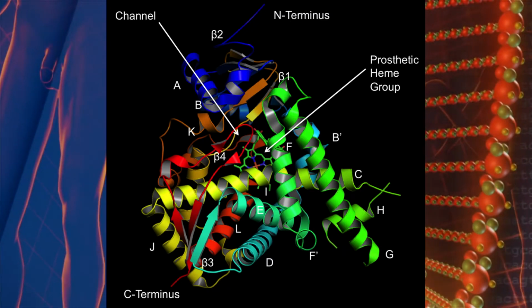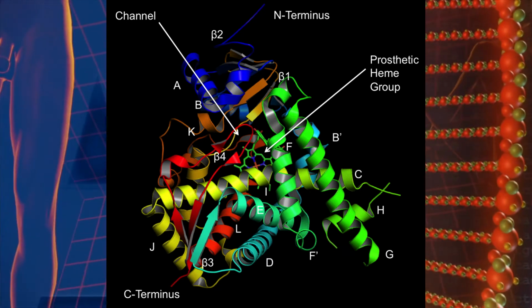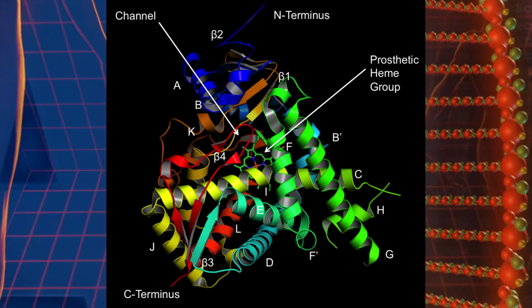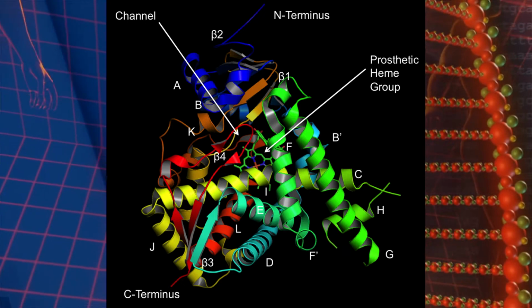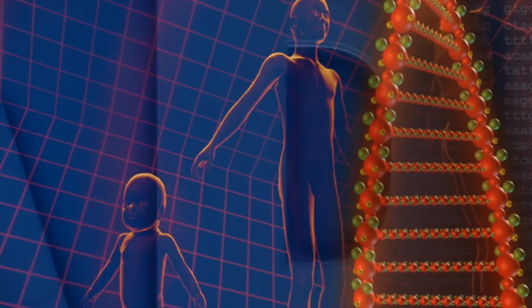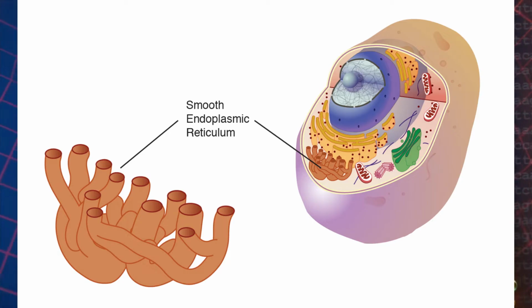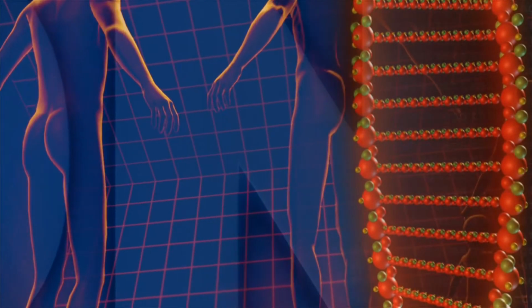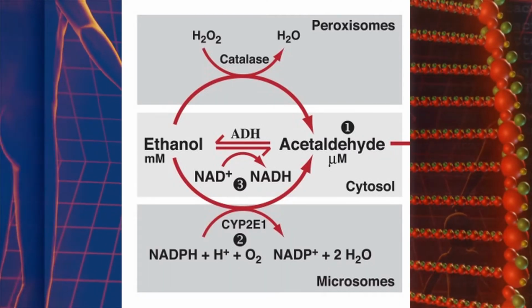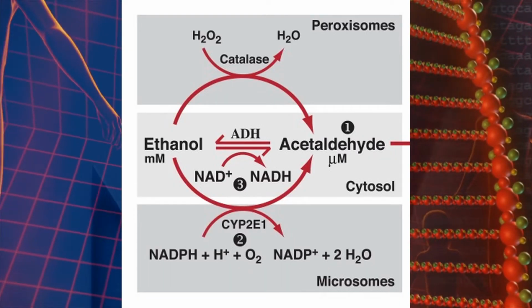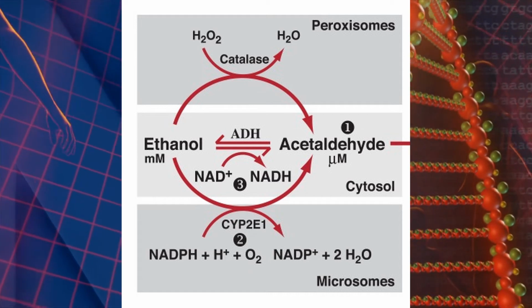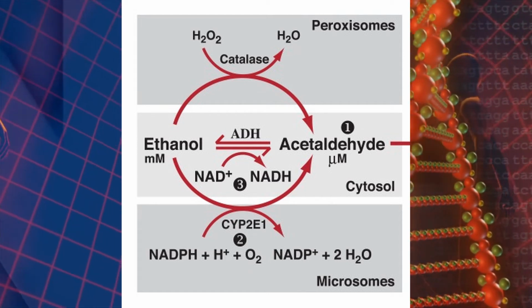P450 is a little bit different. This is still an enzyme, but instead of working directly on the alcohol, it begins by using steroids and fatty acids. Cytochrome P450 is primarily found in the endoplasmic reticulum. This is the area where proteins are modified. You'll also find them in the mitochondria. These enzymes work in conjunction with others to produce NADPH cytochrome P450 reductase.